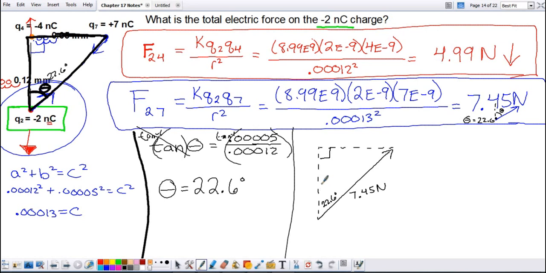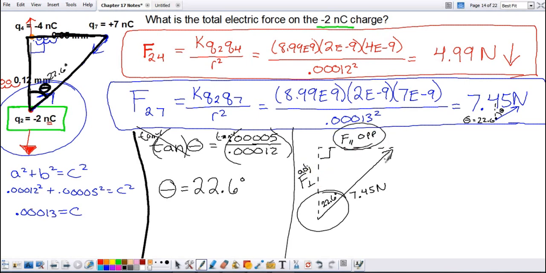And now I'm going to find the missing sides. I'm going to call this side F parallel, and I'll call this side F perpendicular. So the parallel component, the perpendicular component. So here's my angle. That means that this side is the opposite and that this side is the adjacent. So let's go ahead and find the opposite first.